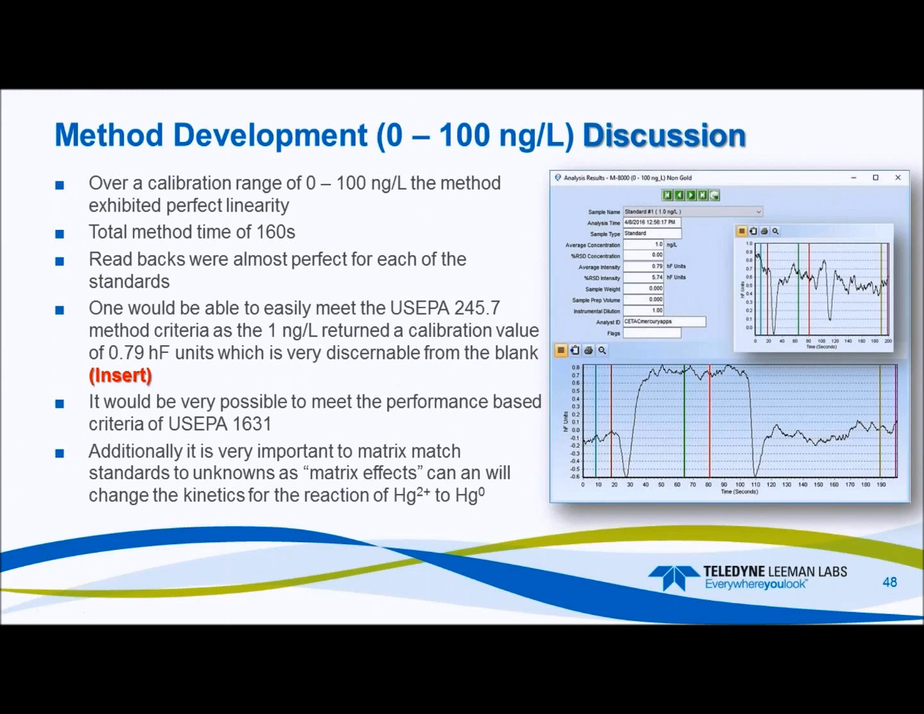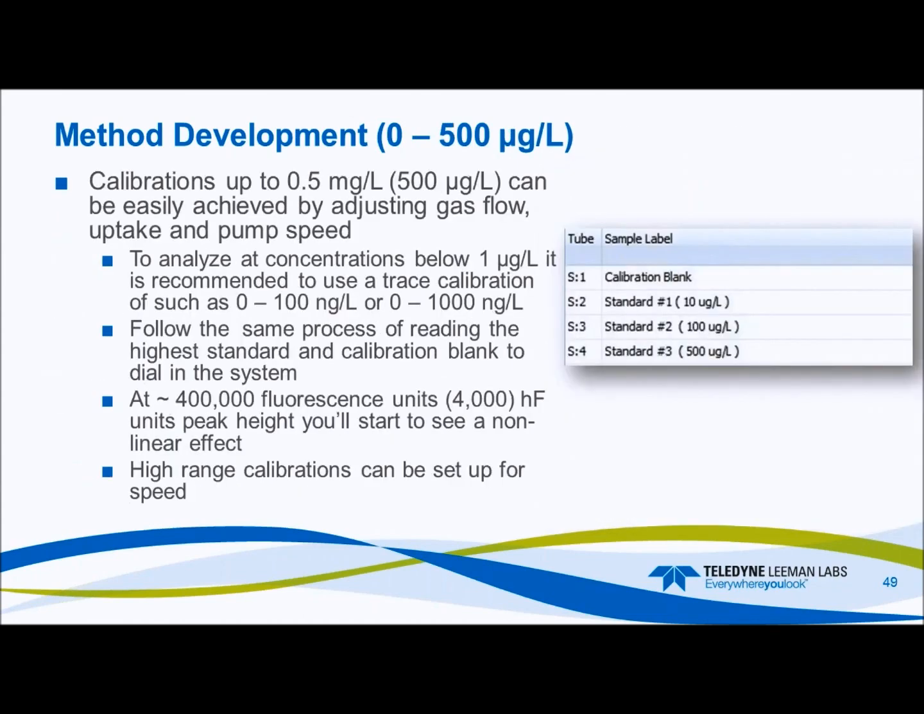Even with this system, we could possibly meet the EPA 1631 under performance base without using gold trap. I don't see any reason why it wouldn't work. And again, it's very important to matrix match. So calibrations up to 500 ppb. So again, let's get out of the nanogram per liter mode and get into microgram per liter mode. So 500 ppb is possible. It's not a misprint. So to analyze concentrations below a 1 ppb, I recommend the use of trace type mode.